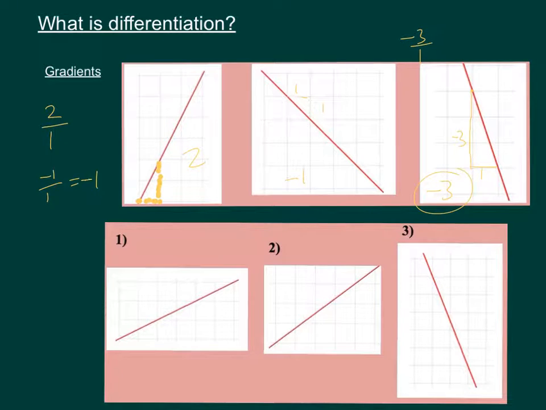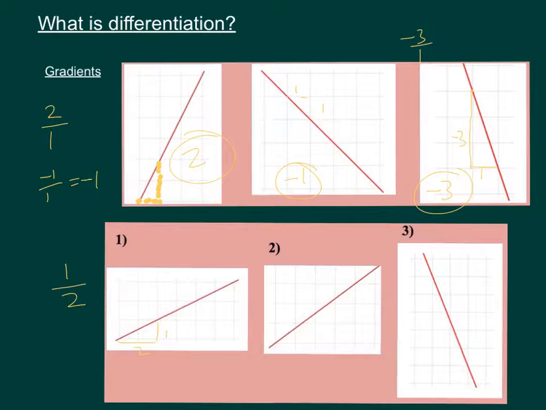Sometimes it won't be whole number answers like we've got in these examples. Sometimes it'll be different. So here we've got, it goes across 2 and then up 1. So the change in y is 1 and the change in x is 2. So in this case it's a fractional gradient.